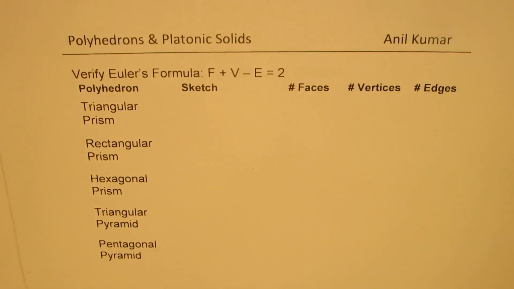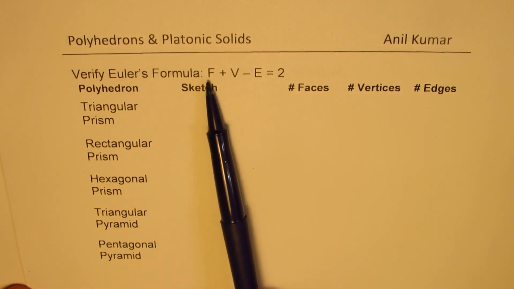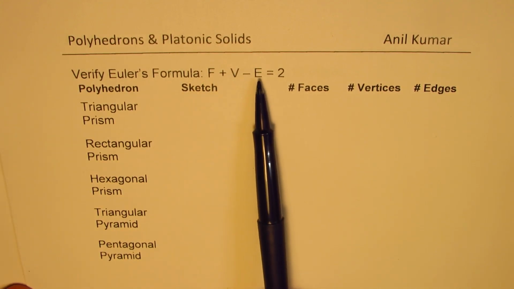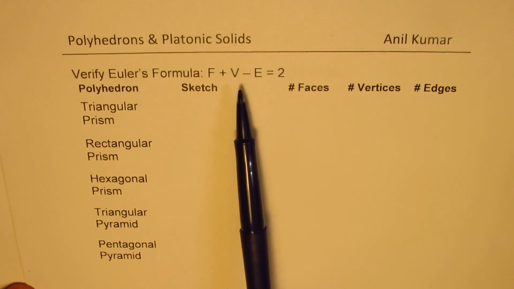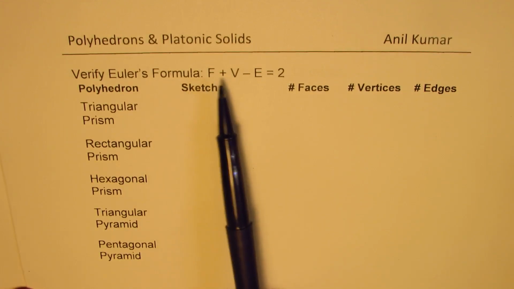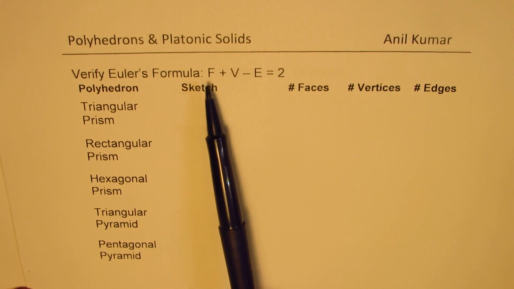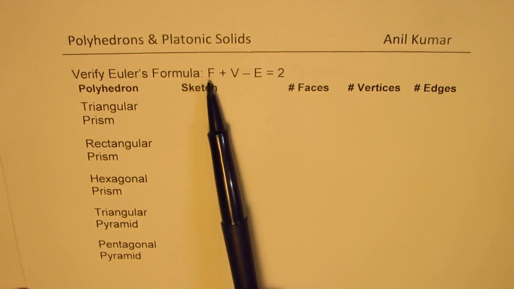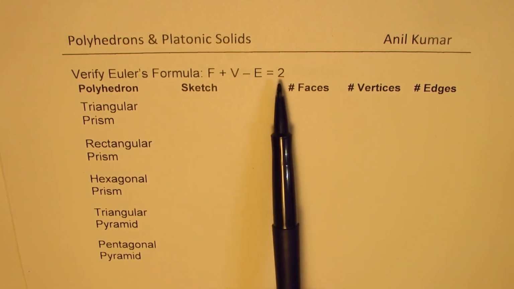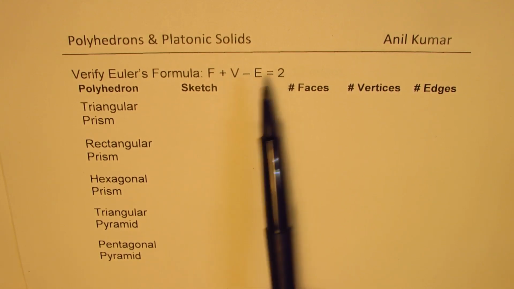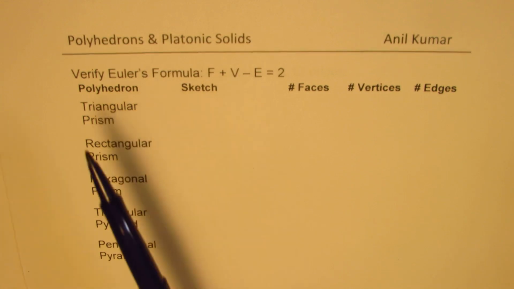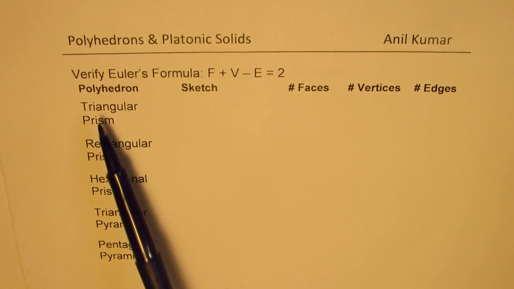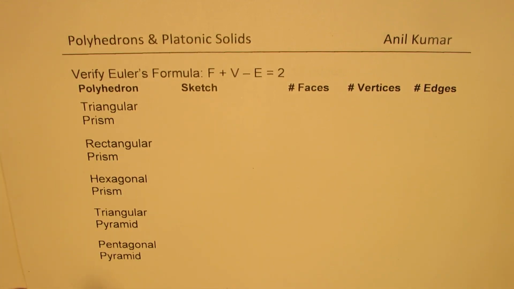Now let's move on and talk about something very interesting. We talked about what are faces, what are vertices, and what are edges. There is a very good formula, Euler's Formula, which relates these numbers: number of faces, number of vertices, and number of edges. When you add the number of faces and vertices and take away the edges, you always get the number 2 for a polyhedron. Okay, so let's try to figure this out for the examples which I have taken here.